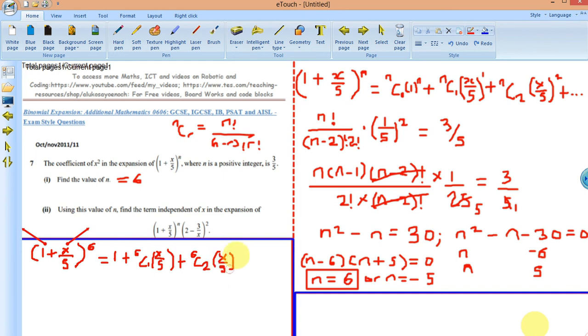So guys, I need not do 6 combination 3 and so on like that, because I only need to find the term independent of x. So by the time I want to multiply out, this is x squared, so this will be the term independent of x. So let me just complete this one here now. I have 1 plus 6 combination 1, which is 6. 6 times x over 5, so that is 6 over 5 x.